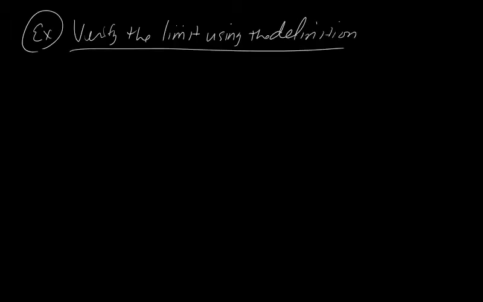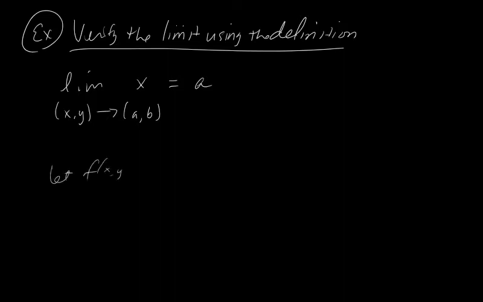Example: verify the limit using the definition. We've got the limit as (x,y) goes to (a,b) of x is equal to a. Hopefully that's a fairly obvious limit, and we can all just look at that and say, oh yeah, that's got to be true. Let's use our definition to verify it. We are going to let f(x,y) be equal to x. Then our limit L is equal to a.